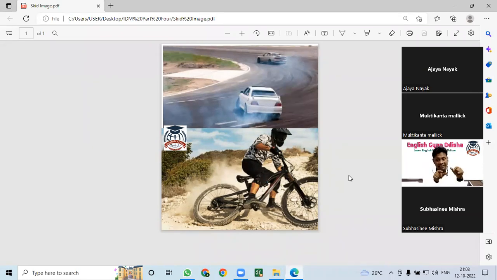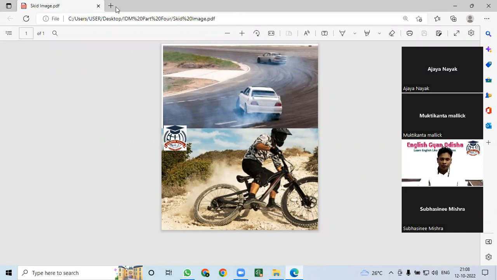You cannot use skid, slide here. You cannot say, I slide my bike. No. My bike skidded. Skid. Whether it is a bike, cycle, or any four wheeler, when there is a slopy road, or wherever you are going, if you apply the brake suddenly, it automatically slides. Say slide, that is called skid.